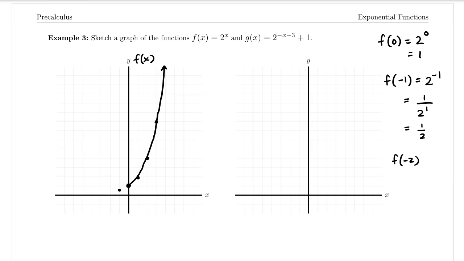If I plugged in negative 2, I would have 2 to the negative 2 power, which is equal to 1 over 2 squared, and that simplifies to 1/4. So that's going to be about right here. And those output values are just going to keep getting smaller and smaller and smaller. And if you see the pattern moving to the left, the output values are getting cut in half.